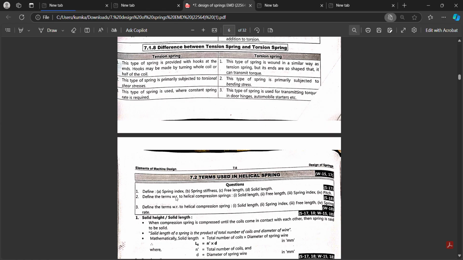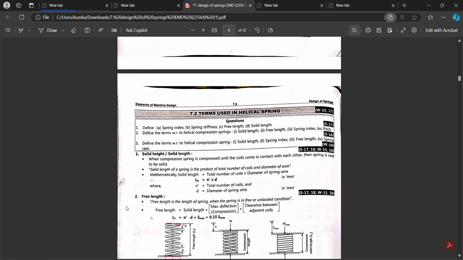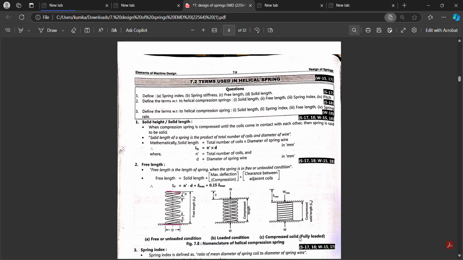Let's take the design of helical spring. There are some terminologies such as spring index, spring stiffness, free length, solid length, and pitch. These are the terms which are used for the design of a spring.